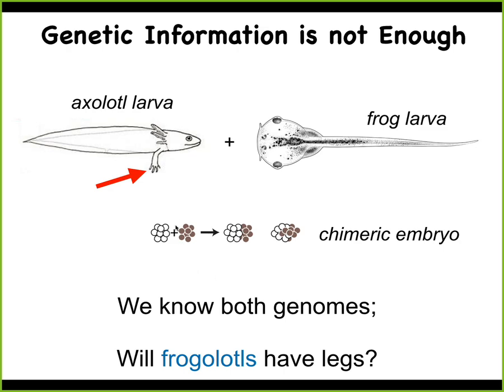Okay, so now I ask a simple question. If I were to make this frogolotl, is it going to have legs? After all, you have the axolotl genome, you have the frog genome. Can you tell me if a frogolotl is going to have legs or not? And if it is going to have legs, can you tell me whether those legs will be made only of axolotl cells or whether the frog cells will somehow participate in this process? And by the way, what will the shape of those legs be? Will they be like axolotl legs or like frog legs or what? And of course, we have no ability to derive any of these things from genomic information.